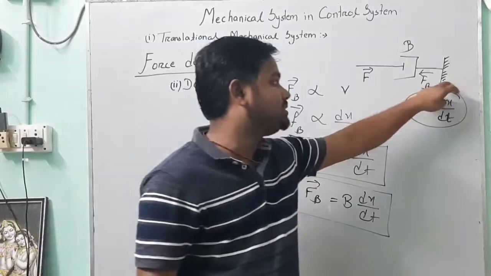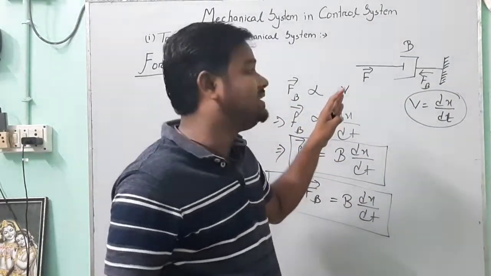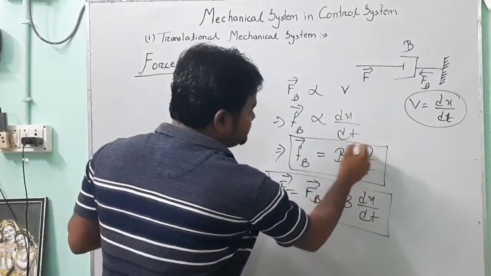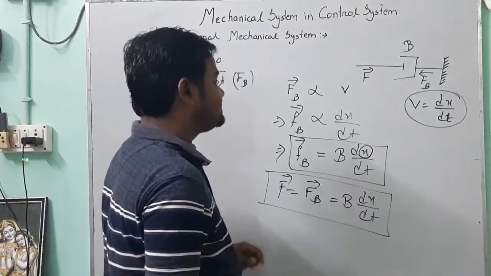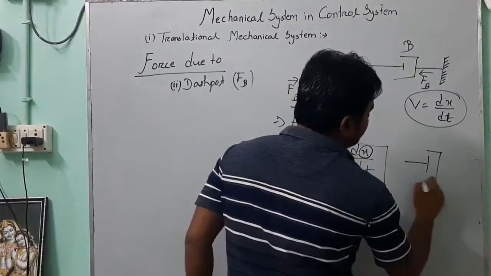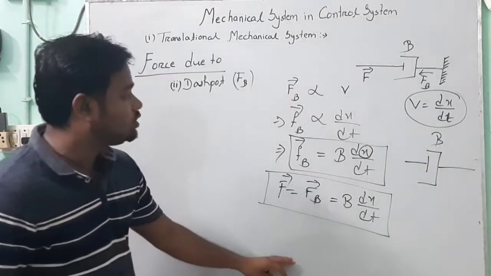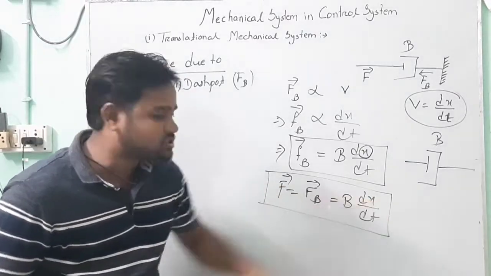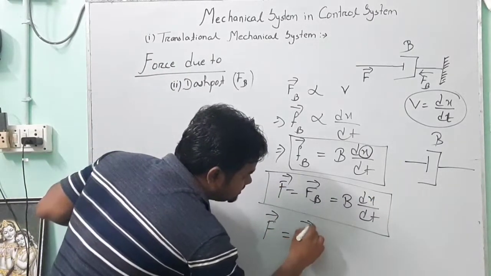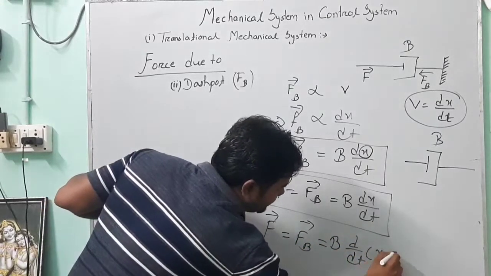Here one side is fixed. If both sides are free, then there will be two displacements, x1 and x2. In that case, F is equal to Fb, which is equal to b into d by dt of x1 minus x2.